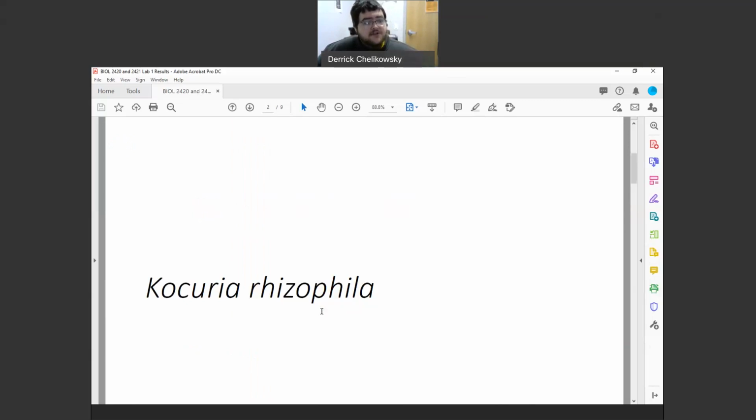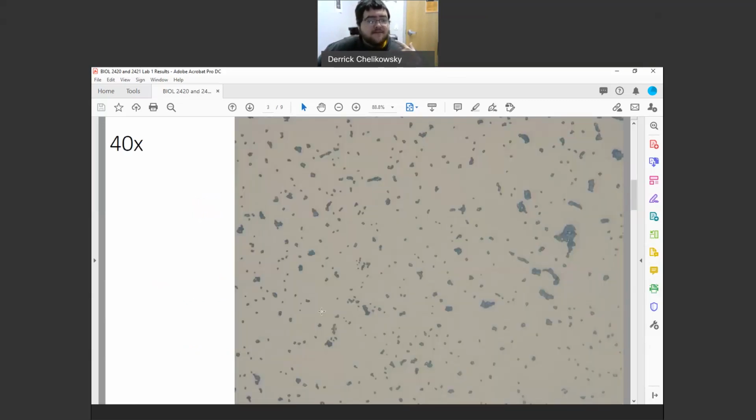So our first one we're going to look at is Cocoria rhizophilia, and this is a 40 times view of our stain. The majority of these pictures are mostly for you to see and show you what you're supposed to be looking at, and if you were to come into the lab, what it is exactly you're looking at each power. You don't necessarily need them for your worksheet. It's additional information for you to look at.